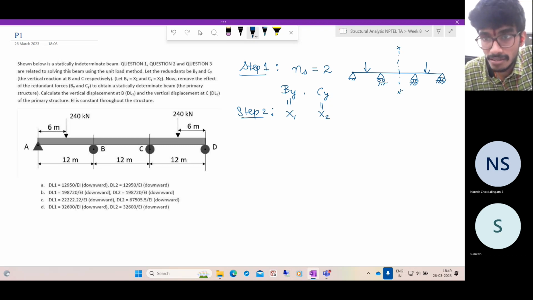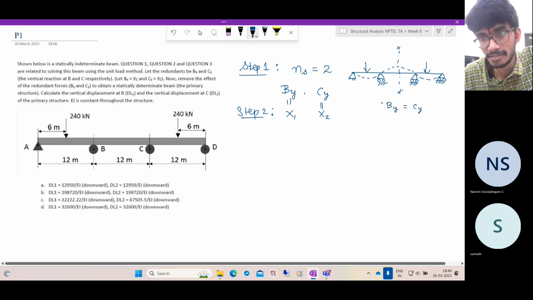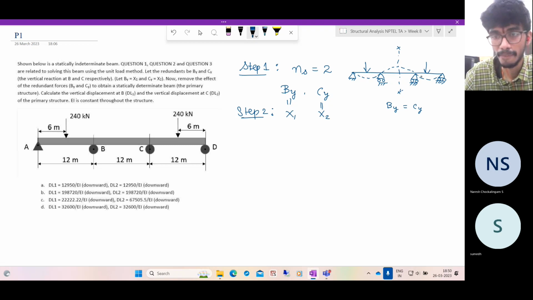So how do we expect the structure to deform? We expect it to deform this way. And what do we actually expect after solving the problem? We expect that By is equal to Cy because the structure is symmetric. So this is a helpful tip: always draw the deformed shape and reduce whatever you can before we solve the actual statically indeterminate beam.